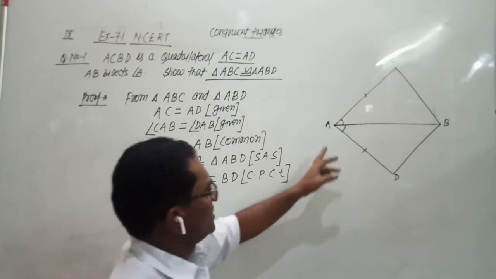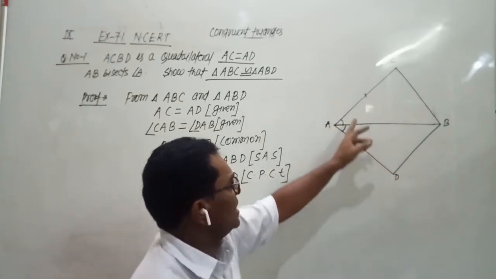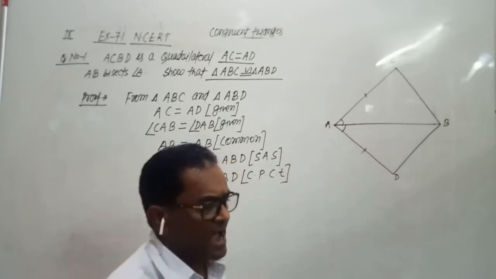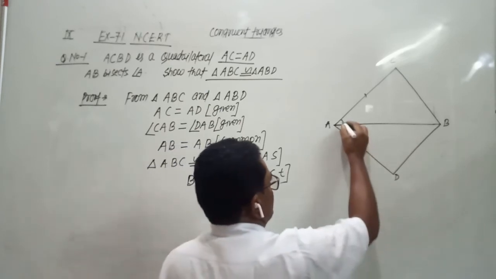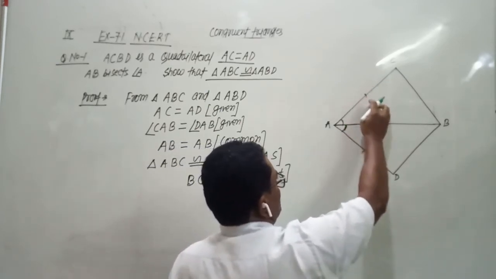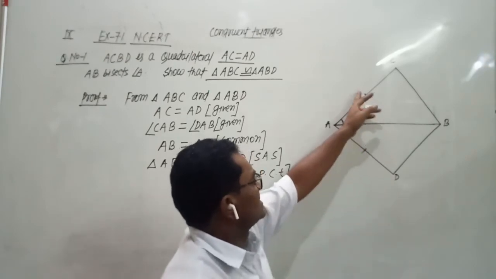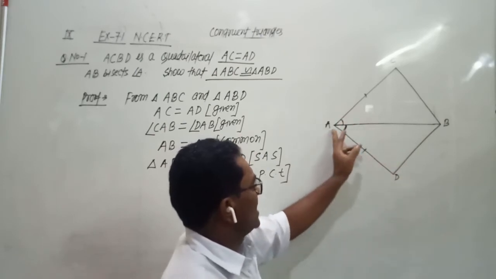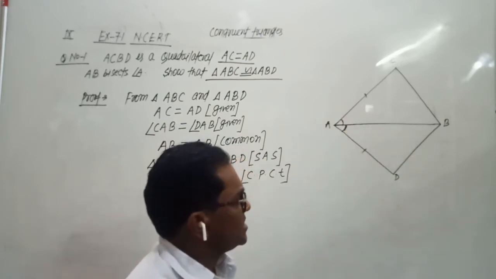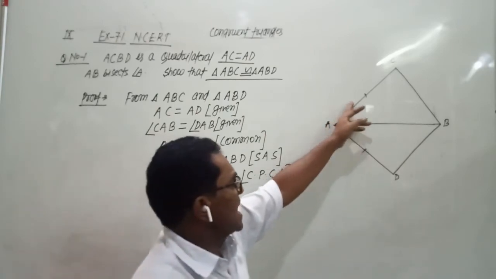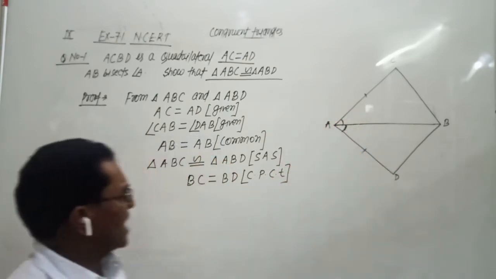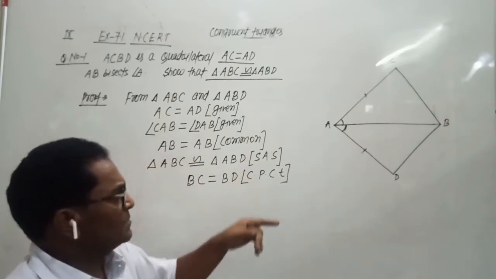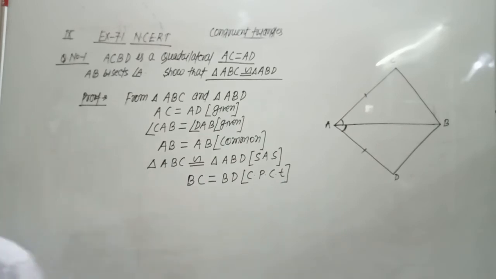So in this question, we are given the quadrilateral ACBD and the side AC equals AD, and it was given that AB bisects angle A, so this angle equals this angle. We use side AC equals AD, angle CAB equals angle DAB, and side AB is common. So by side, angle, side, these two triangles become congruent, and by CPCT we can say that BC must equal BD.